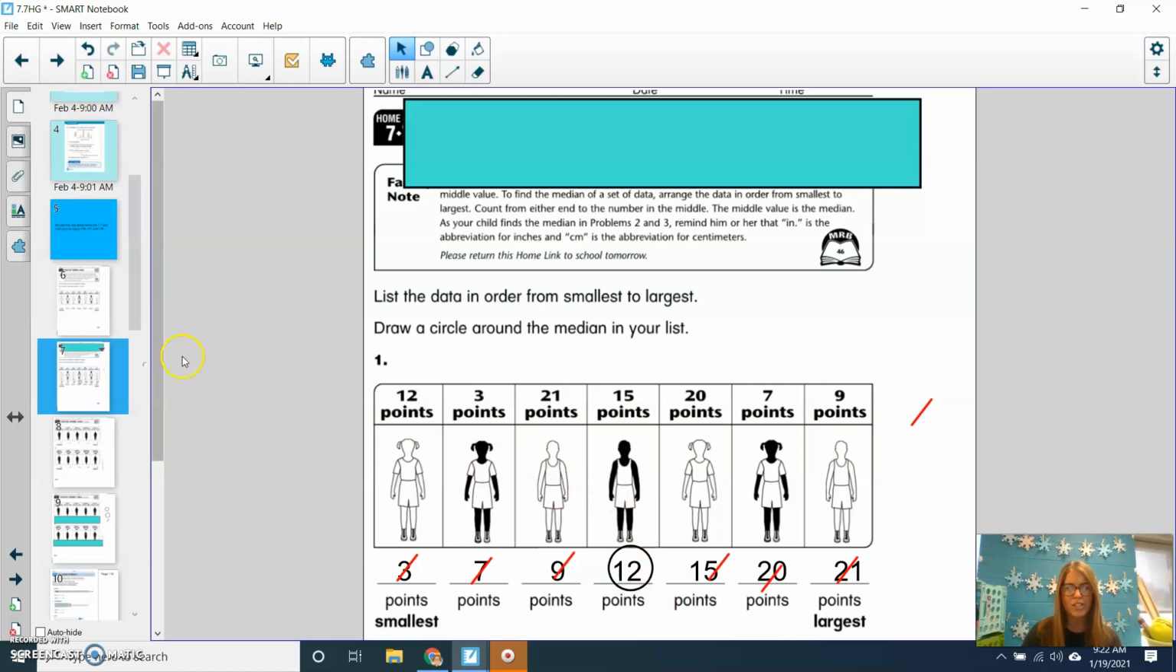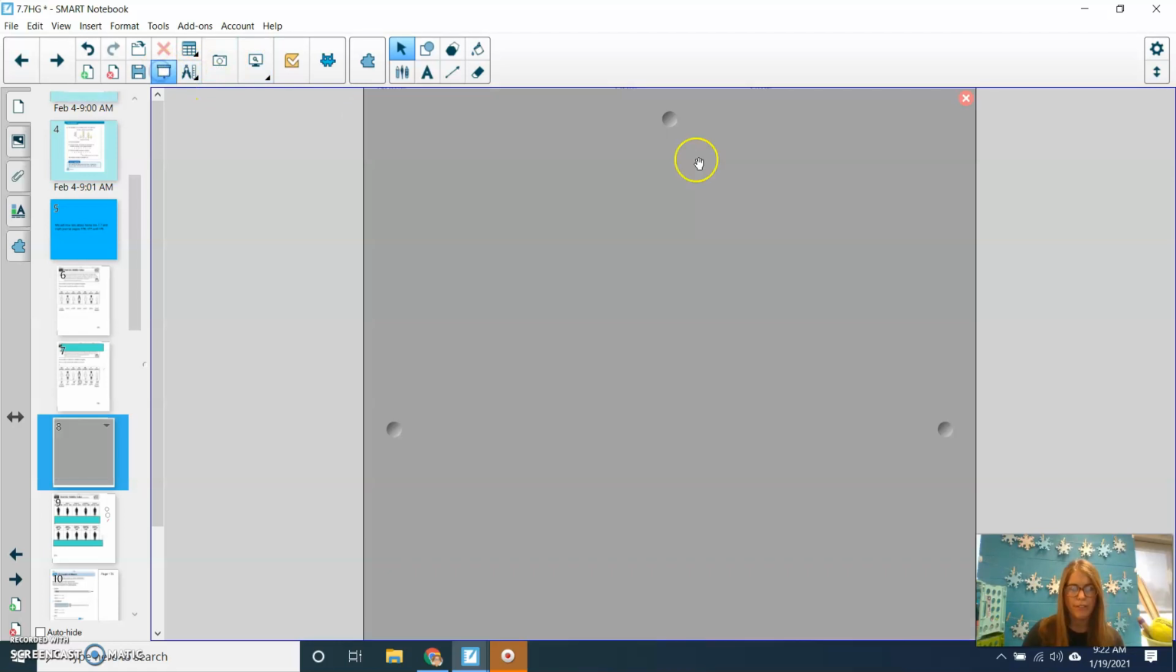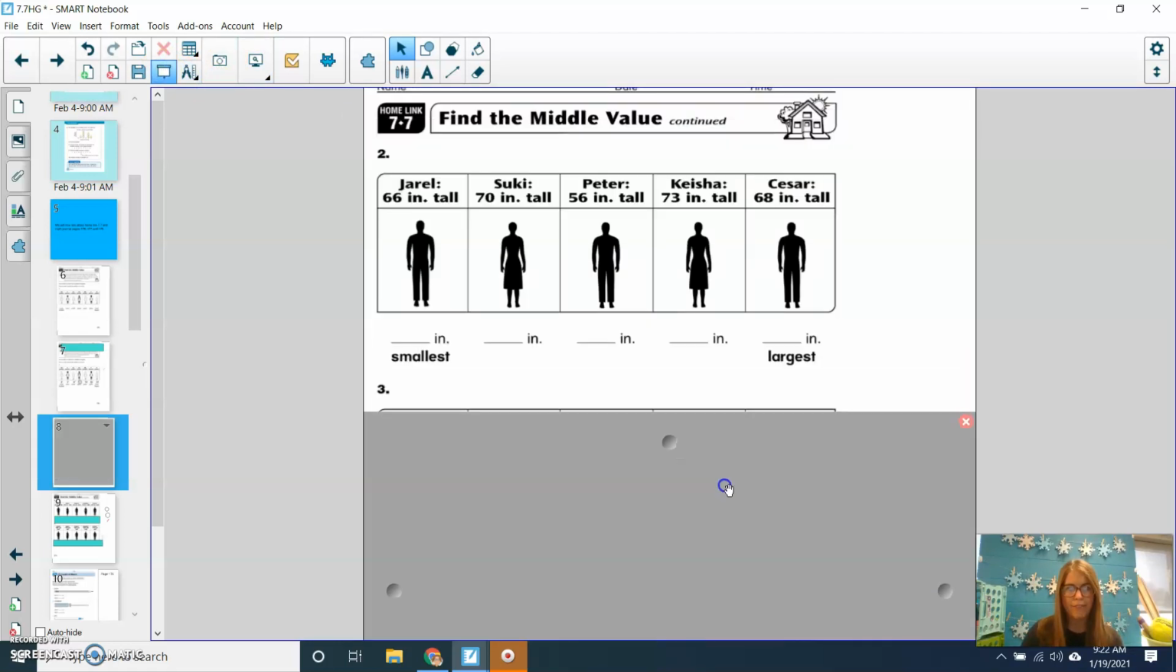All right, let's try two more like that today. So if you can flip your paper over to the back side, and we'll talk about number 2 first. We have 5 people and they're talking about the height of each of them in inches. Could you press pause and write down the heights in order from the smallest to the largest, and then press play when you're ready to check.